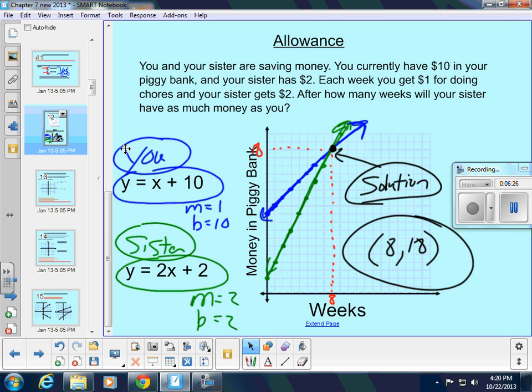After 8 weeks, we'll each have $18 for this particular word problem. But more importantly, just showing you here's a situation where you could use a linear system to solve a problem, or a situation we might use for word problems like this.